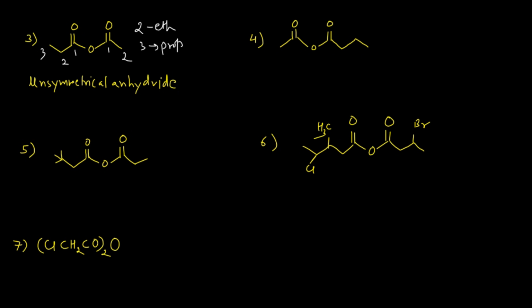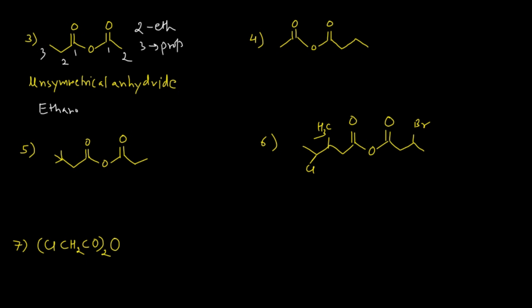In alphabetical order, E comes first. After E, P will come. That means E comes first, so you will write the ethanoic part first. So for the ethanoic part, you will write here ethanoic.